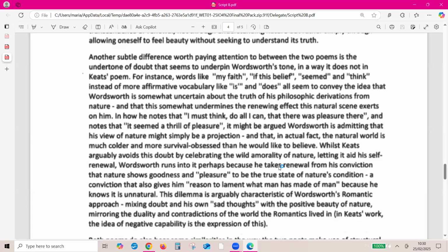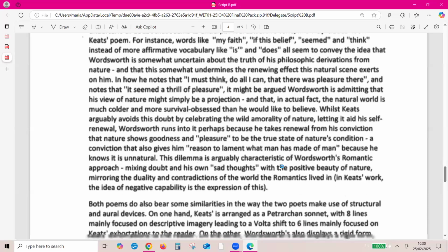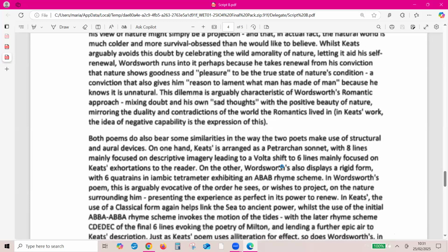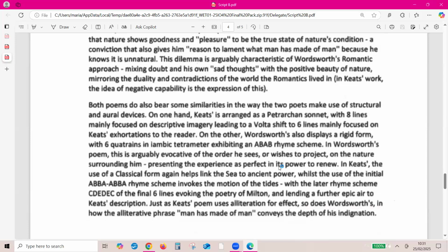While Keats arguably avoids the doubt, celebrating the amorality of nature, letting it aid his self-renewal, Wordsworth runs to it, and perhaps because he takes renewal from a conviction that nature shows goodness and pleasure to be a true state of man's condition, a conviction that gives him reason to lament what man has made of man, because he knows it's unnatural. This dilemma is arguably characteristic of Wordsworth's romantic approach, mixing doubt and his own sad thought with the positive beauty of nature, mirroring the duality and contradiction of the world the romantics lived in. In Keats's work, the idea of negative capability is an expression of this.